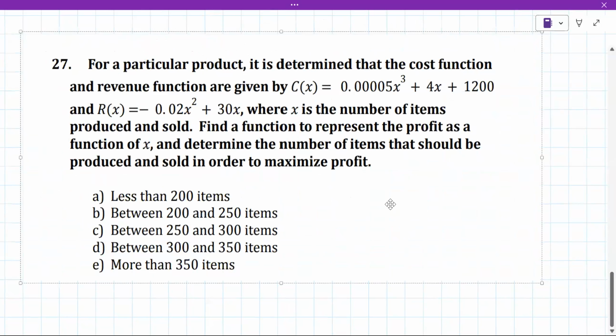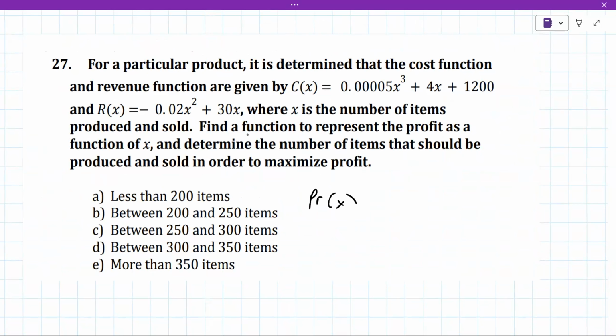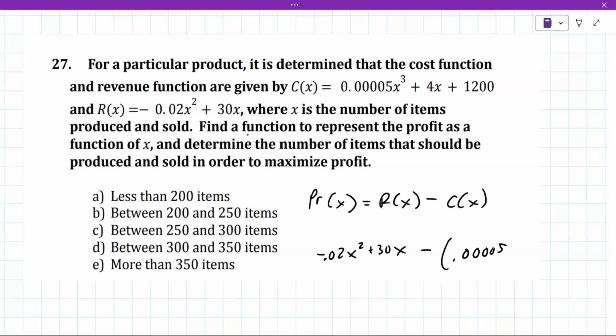For a particular product, it is determined that the cost function and revenue function are given by C of X equals this and R of X equals this, where X is the number of items sold and produced. Find a function to represent the profit as a function of X and determine the number of items that should be produced and sold in order to maximize profit. So profit is revenue minus cost. So it's this minus 0.02 x squared plus 30x minus 0.00005 x cubed plus 4x plus 1200.